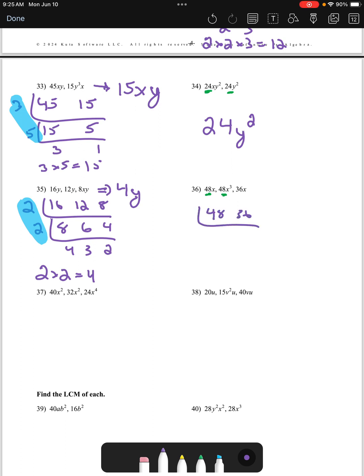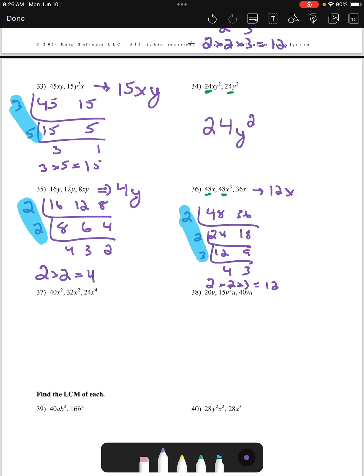For 36, do yourself a quick favor. Notice that numerically 2 of these have 48s. So when I do my GCF, do I really need to write the 48 twice? No, we don't. Both are even, so let's knock them in half. Both are even, let's cut them in half. Both will divide by 3, and that's as far as we can go. 2 times 2 times 3 gives me 12 as the numerical portion.